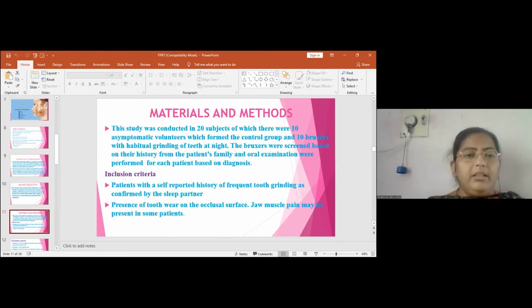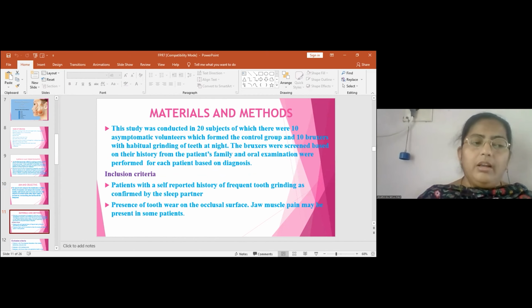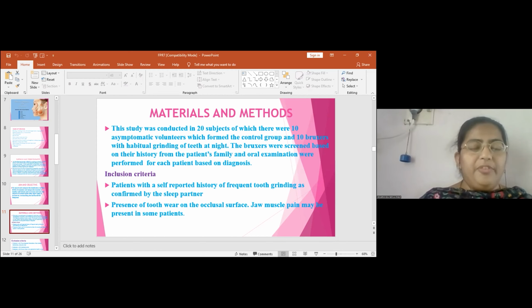Materials and methods: the study was conducted in only around 20 subjects, of which there were 10 asymptomatic volunteers, who formed the control group, and 10 bruxers with habitual grinding of teeth at night. The bruxers were screened based on their clinical history from the patient's family and the bed partner, and an oral examination was performed for each patient based on the diagnosis.